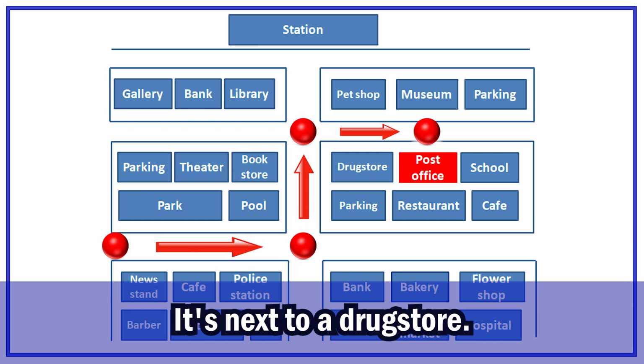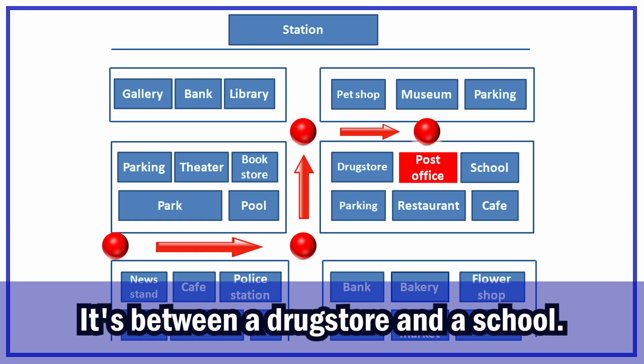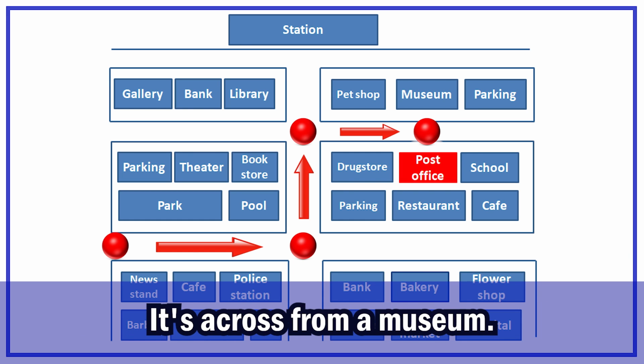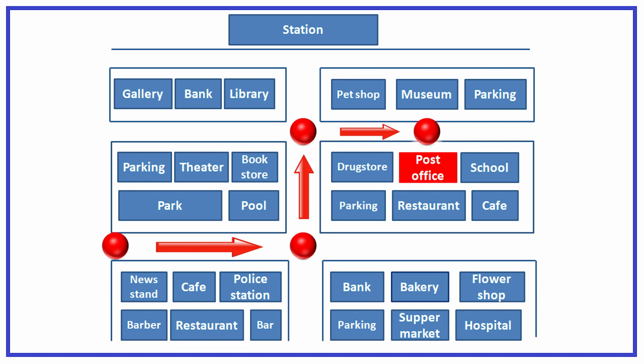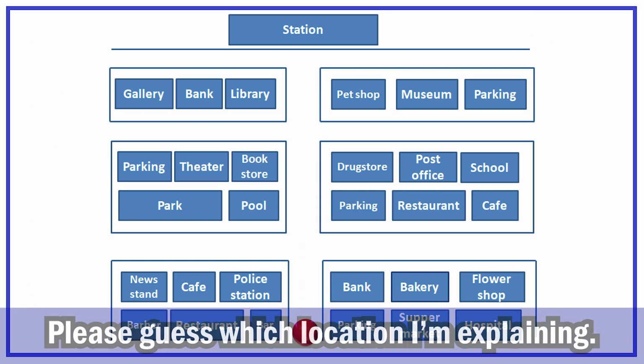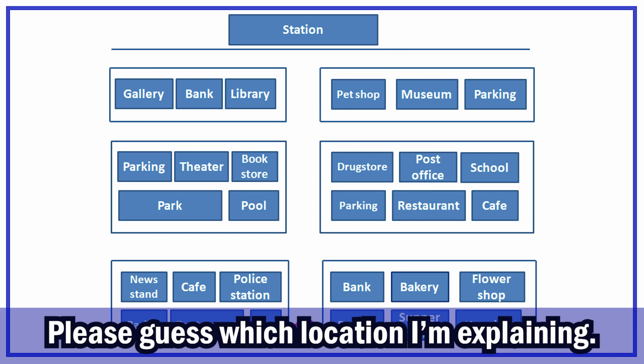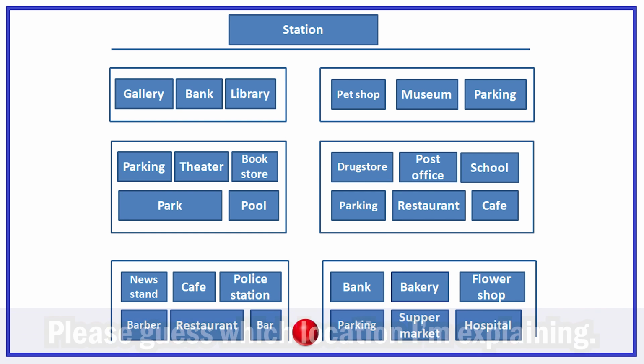It's next to a drugstore. Or it's between a drugstore and a school. Or it's across from a museum. How was it? Were you able to explain the directions correctly? Let's move on to the last map. This time, please guess which location I'm explaining. The red mark is where you are now.